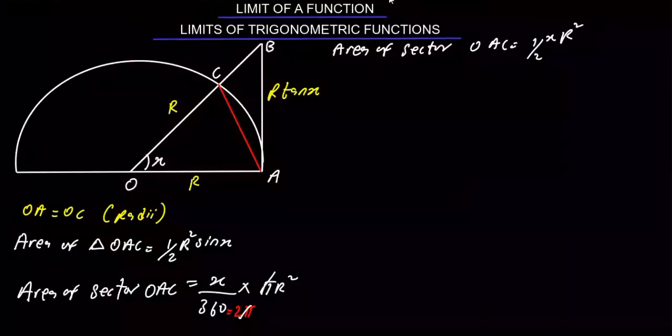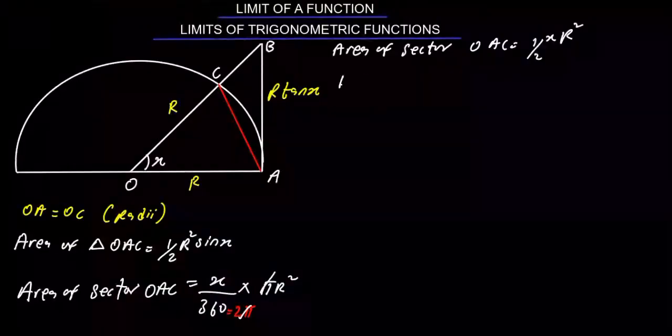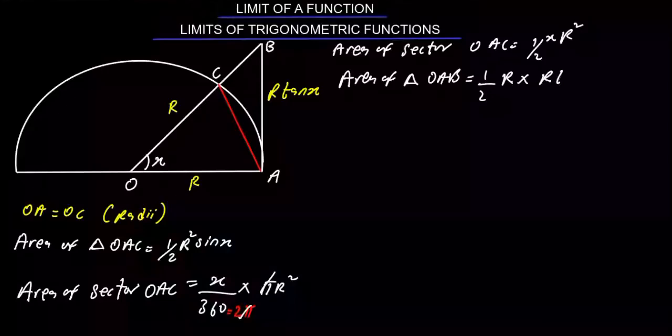The last thing for us to do is to get the area of triangle OAB. You observe this OAB is a right angle triangle. So I'm using half base times height. My base is R, and my height is R tan X. So I'll be having 1 over 2 R squared tan X. So this is what we have.